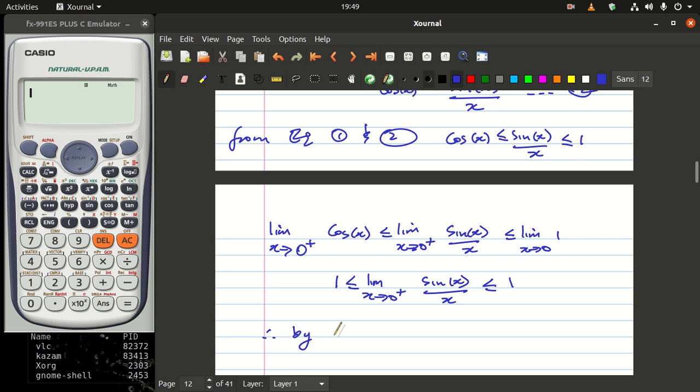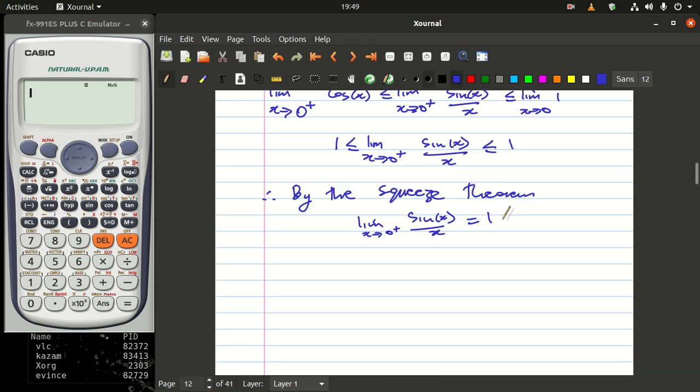Therefore, by the Squeeze theorem, the limit as x approaches 0 on the right of sine of x divided by x must be equal to 1. Now, we need to deal with the left now.